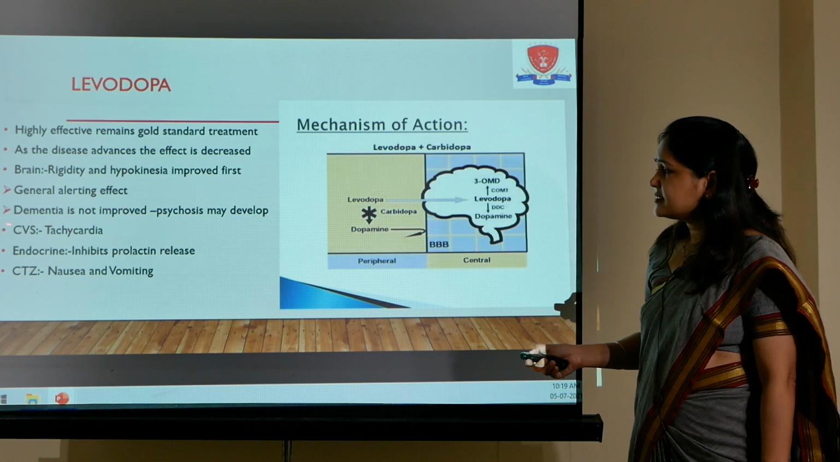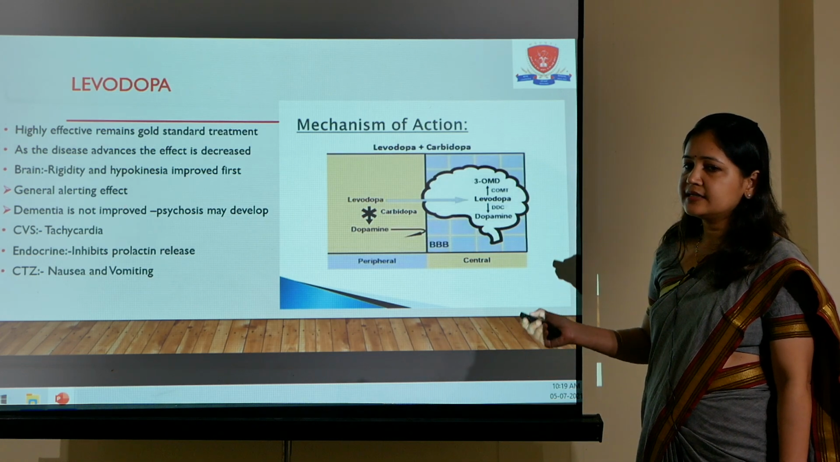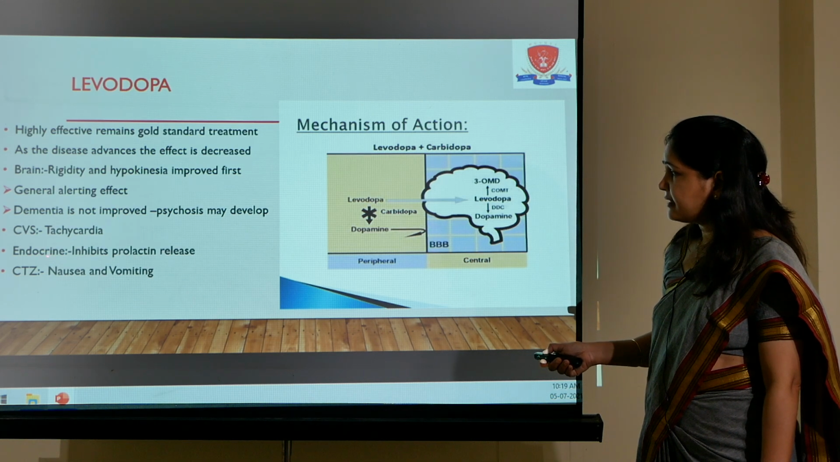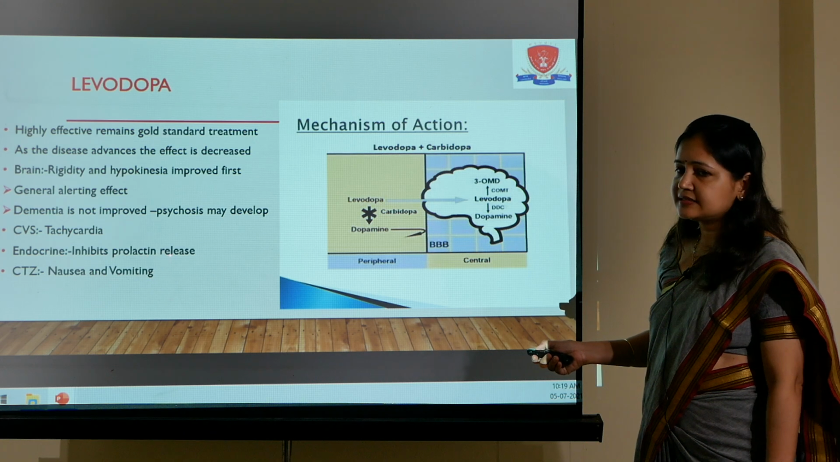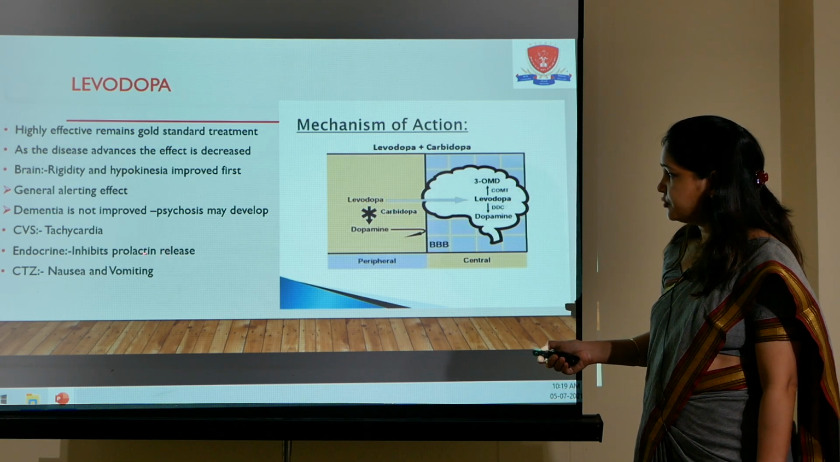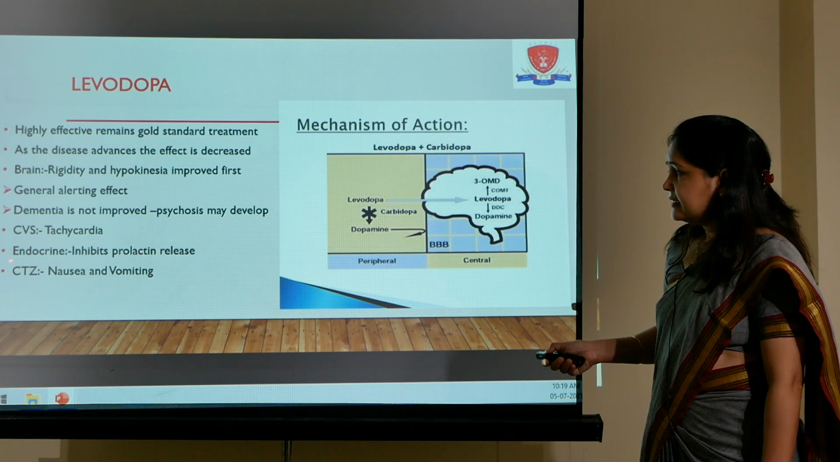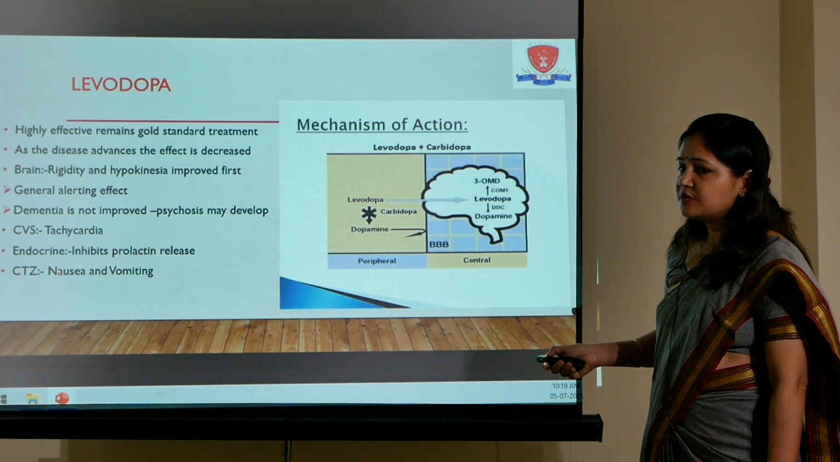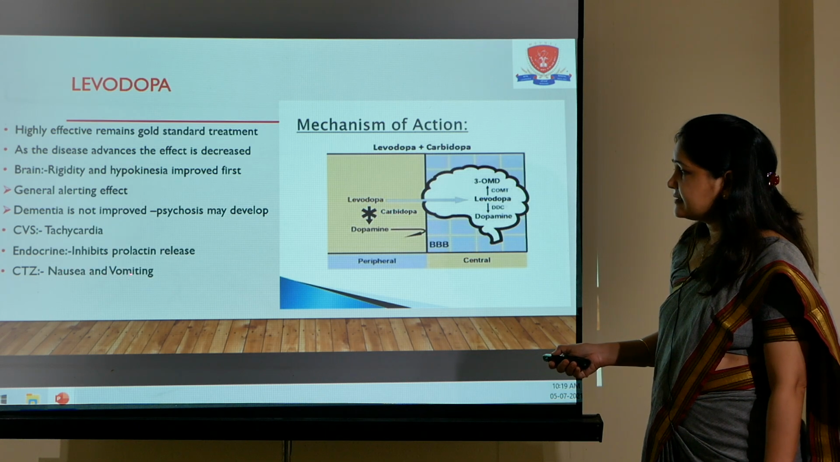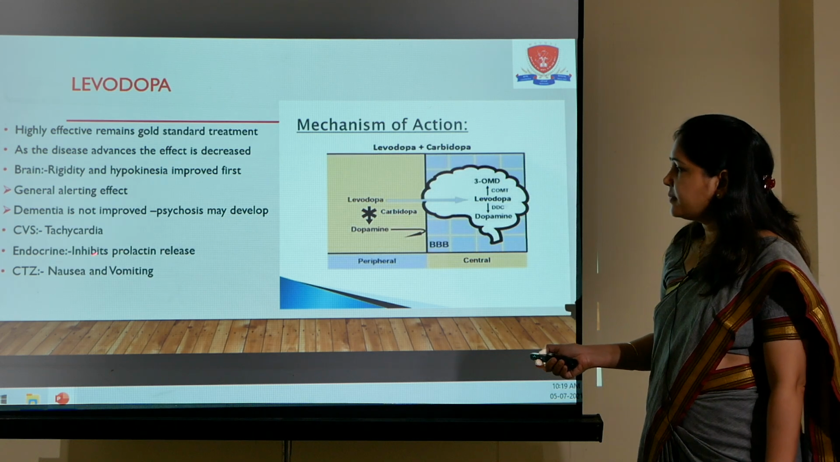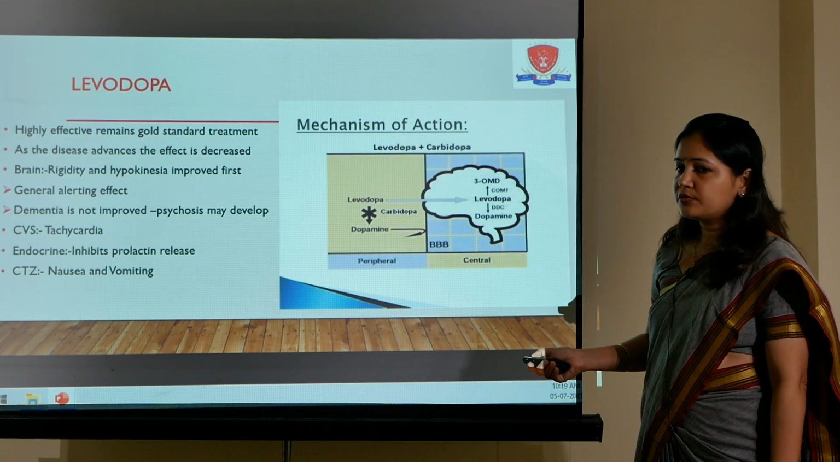In the cardiovascular system, it may cause tachycardia because of beta-1 stimulation. In the endocrine system, by acting on the dopamine receptors, it may inhibit prolactin release. In the CTZ, stimulation of the dopamine receptors can result in nausea and vomiting, and to control this you have to either give divided doses of levodopa or give domperidone, but not metoclopramide.